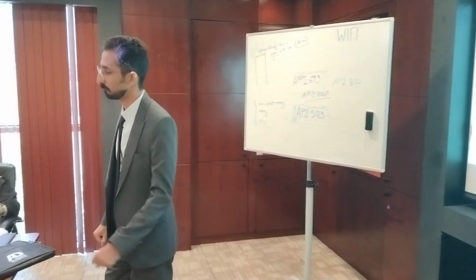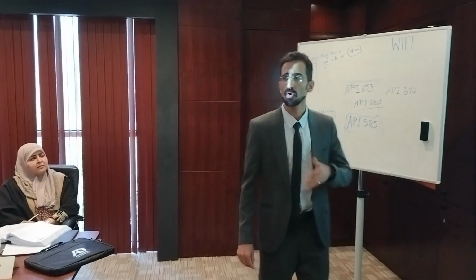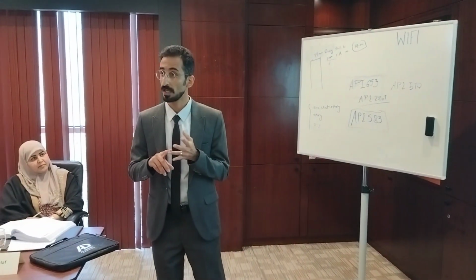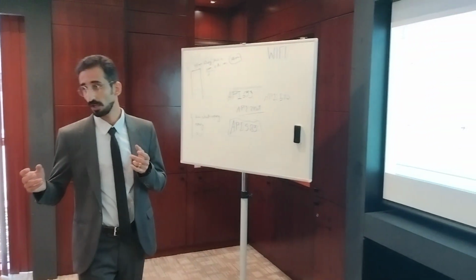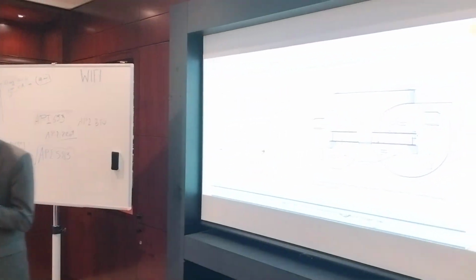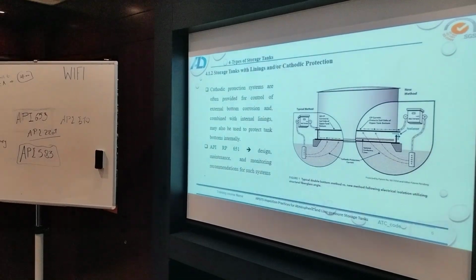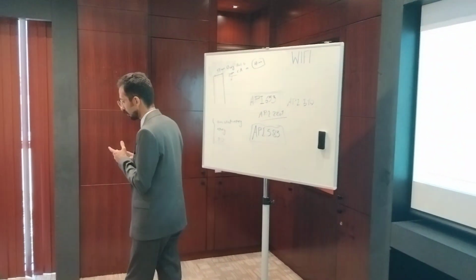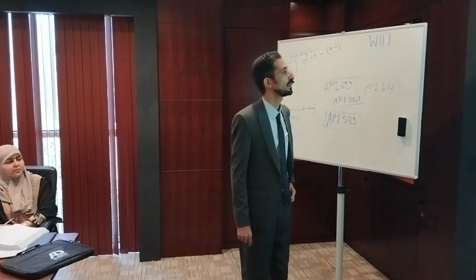There are different ways to mitigate corrosion in storage tanks and other facilities. One of them is using coating, another is cathodic protection or sacrificial anode. You can also use other methods, such as using a chemical inhibitor in your stored product. And there are a lot of other ways of doing that.